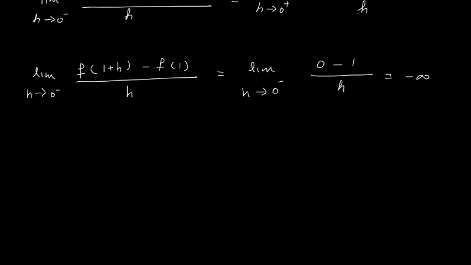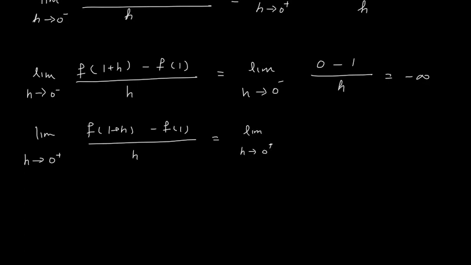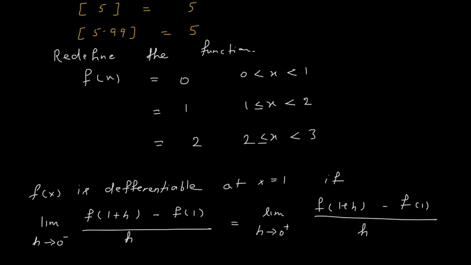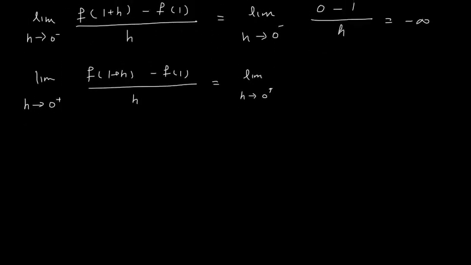Now the limit as h tends to 0 plus of (f(1+h) - f(1))/h will be equal to... Here, when we take h greater than 0, then 1 plus h will become more than 1. Now when it is more than 1, I have to take this value as 1. So we will take 1 minus 1 upon h. So this will give me 0 upon h, which is 0. So you can see that this is minus infinity and this is 0.